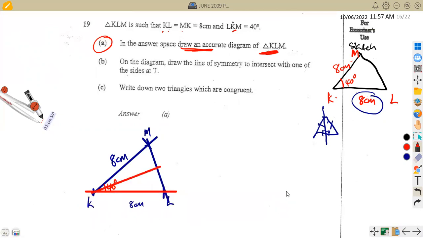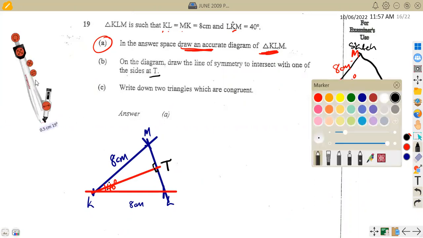So this bisector has divided this angle 40 into two equal parts. So that means this is going to be at 90 degrees, and they said it has to intersect with one side at T. So where it intersects with this side ML, it intersects at T. That is where your T is located. That is what the question is trying to explain. Then from the C part, I want to remove this.